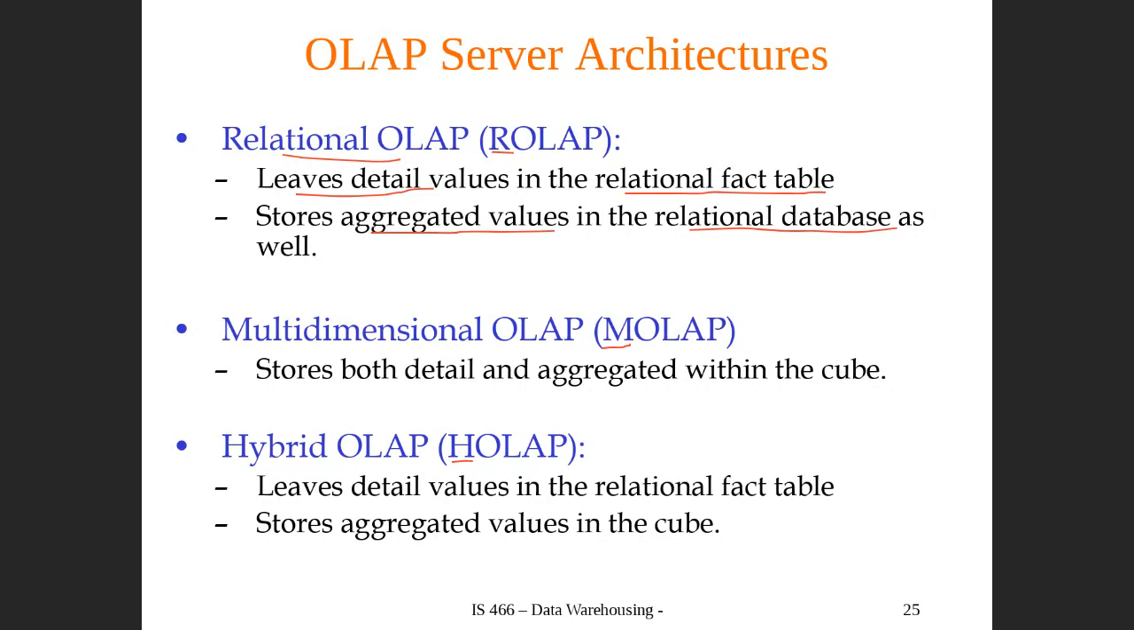Now let's talk about the third one, hybrid OLAP. Hybrid means the combination of both relational and multidimensional OLAP. In the hybrid, the detail value is stored in the relational fact table, whereas the aggregate value is stored in the cube implementation. Three types were there.